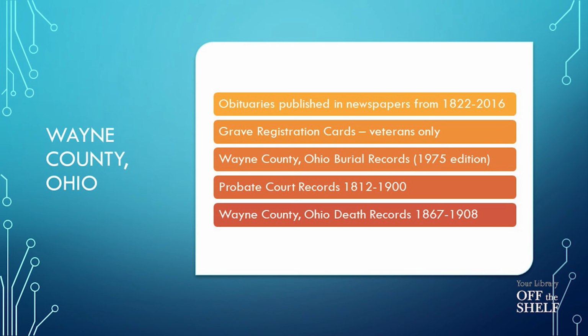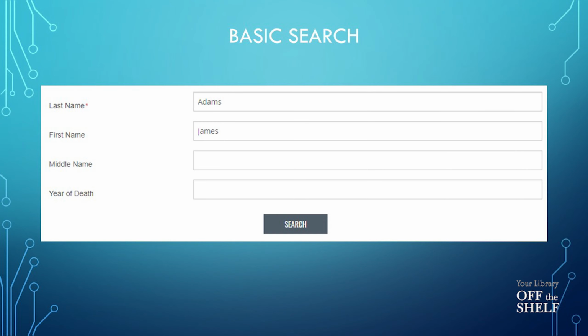It could be a grave registration card or even a burial record. This is what the basic search looks like. So you have the last name, first name, and middle name, you have year of death, and you have a little red asterisk next to last name. That means that that is the only field that's mandated that has to be completed.